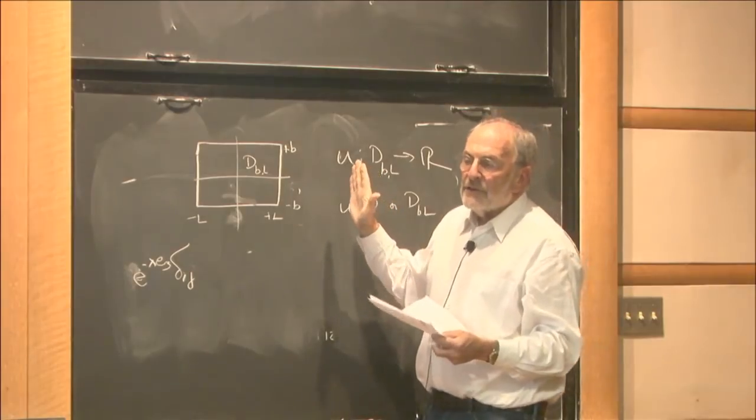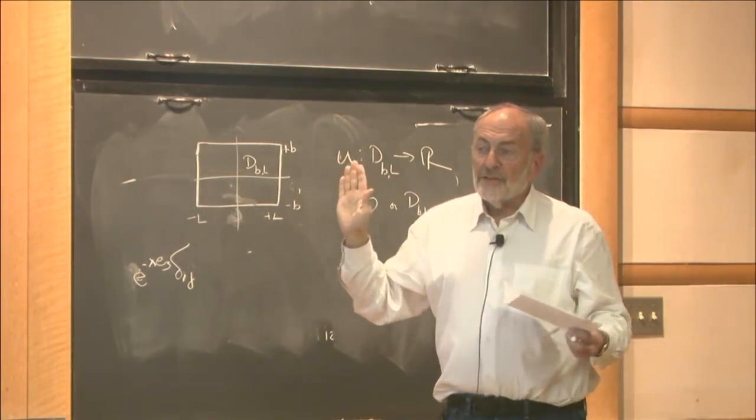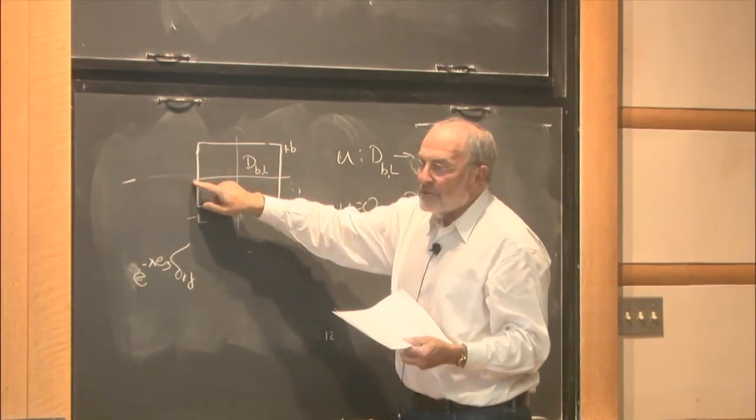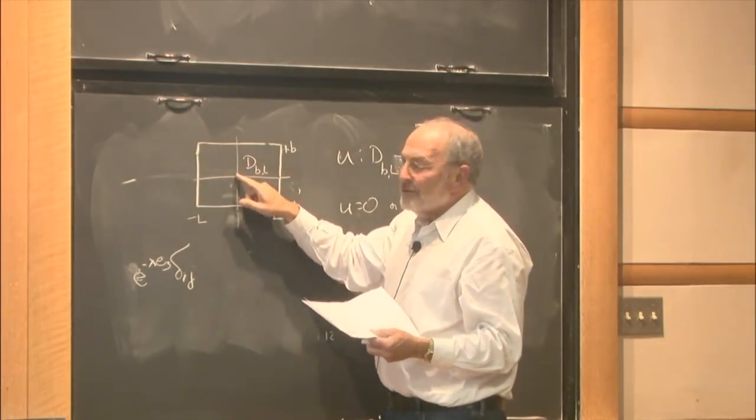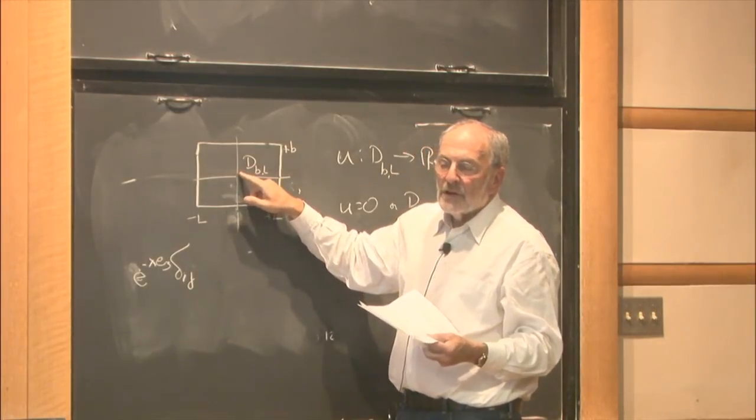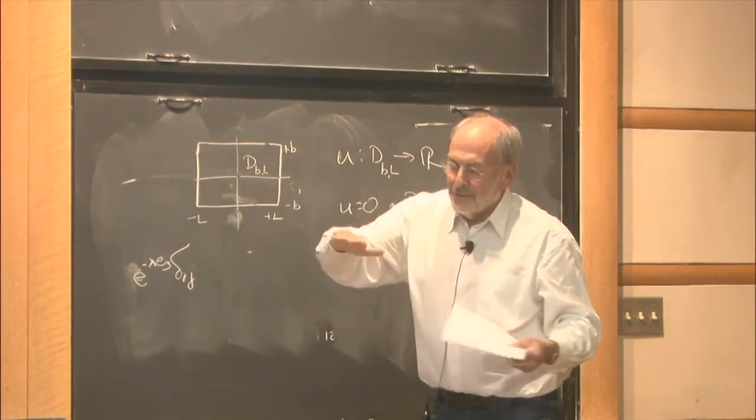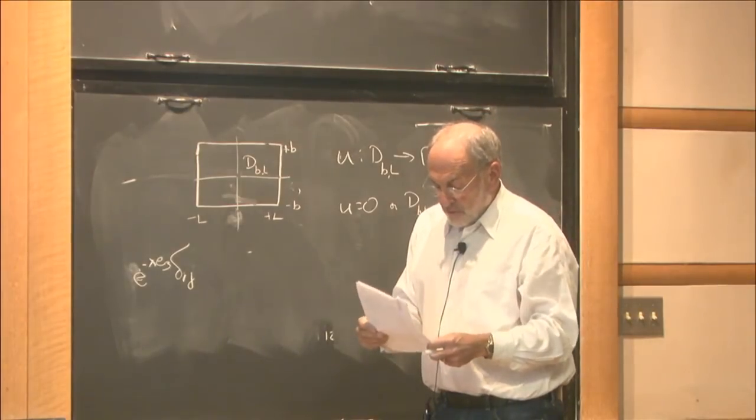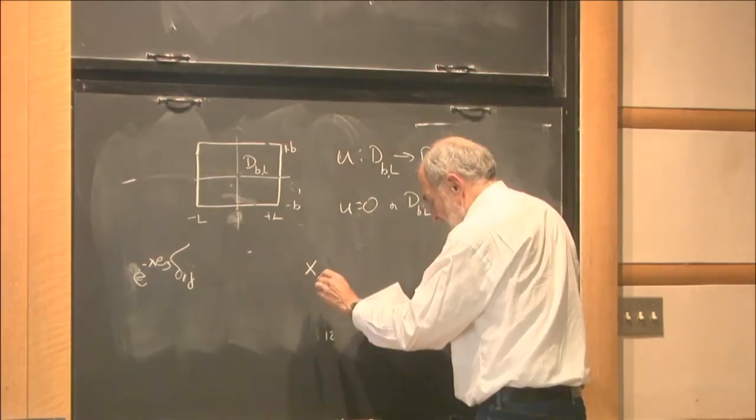By using Alexandrov moving planes, and remember, vertical planes are minimal, and reflection in them is an isometry of this metric, you can show that the solution has the symmetries of the box. That means here the tangent plane is horizontal. Also, I'll skip the proof.